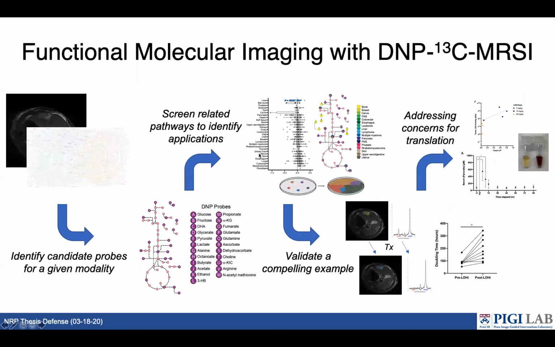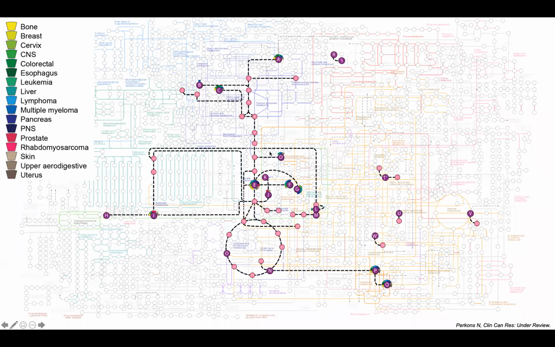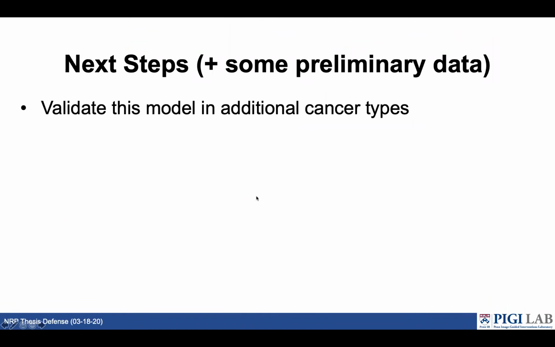So I want to take a few minutes now to discuss some offshoots of this project, some next steps, and some of the data that we have to support those next steps. So the most obvious next step would be to validate this model in additional cancer types. So I mentioned already that we focused on liver cancer, but there's 16 other cancer types that I haven't talked about, and that is an active area of investigation in the lab.